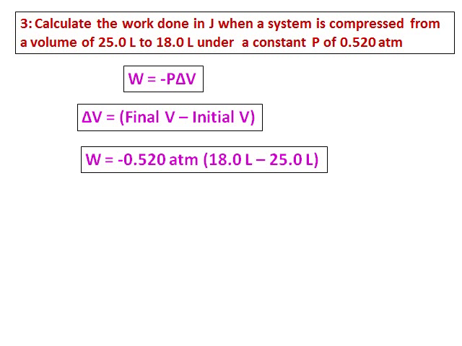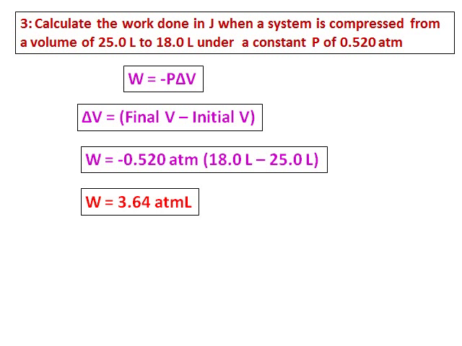So substitute the values here, and pressure is 0.520. There is a negative sign because the equation itself has a negative sign, and the volume changes from 25 to 18. So the final volume is written first, then the initial volume. So the change in volume is negative, and hence the work done will be positive. And the unit of work done comes as atmosphere liter, or liter atmosphere.